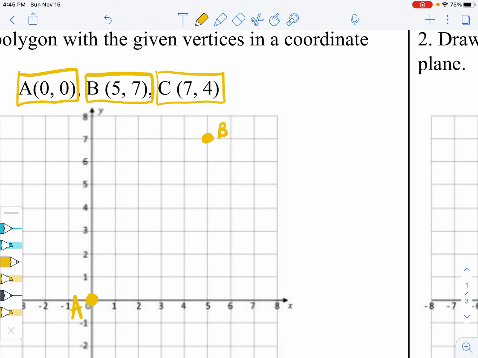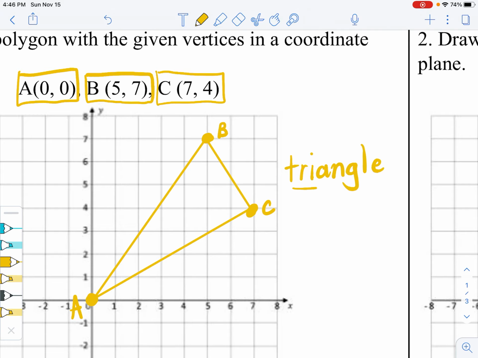And then we're going to do C, which is 7, 4. So starting at the origin, we're going to go to the right to 7. Then we're going to go up 4 to right here. 7, 4. And that point is C. Then you can draw your line segments from each point, A to B, B to C, and C back home to A. And we know here that we created a triangle.